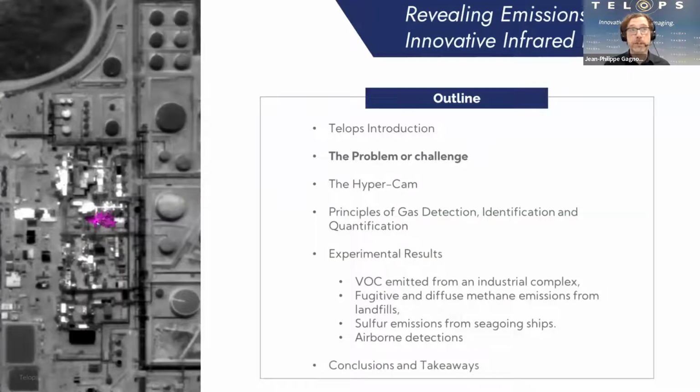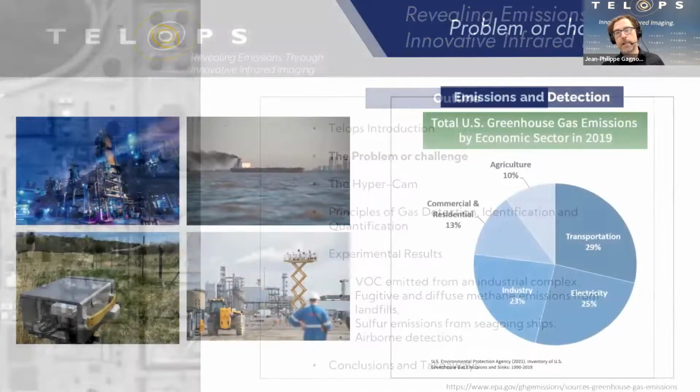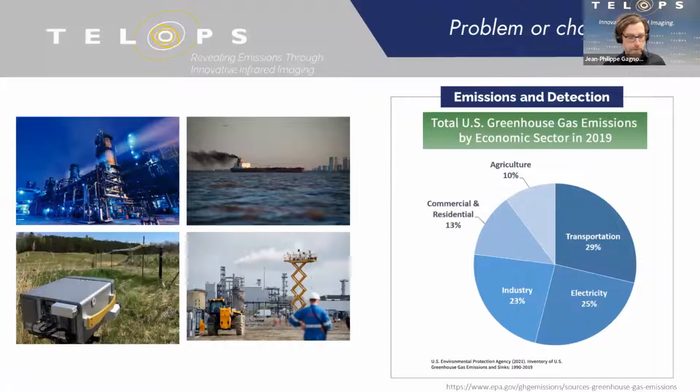All right, that's short enough. Then let me get into the problems or challenges that we're facing here with emissions. As you may know, the largest source of greenhouse gas emissions from human activities in the United States, this is where I found the statistics here, is from burning fossil fuels for electricity, industry, and transportation.